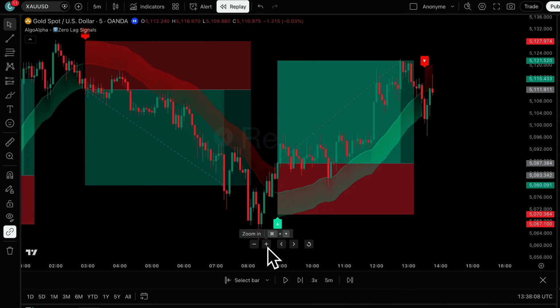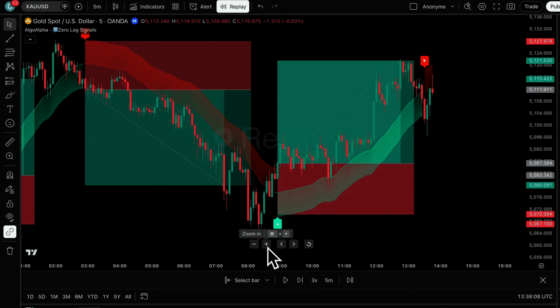First step, we're going to add the technical indicator. We're going to type it in, select this one, and there you go. It's on the chart. I use this indicator on the 1-minute time frame for gold, but you can use it on any financial market. Next, we're going to set it up the right way.